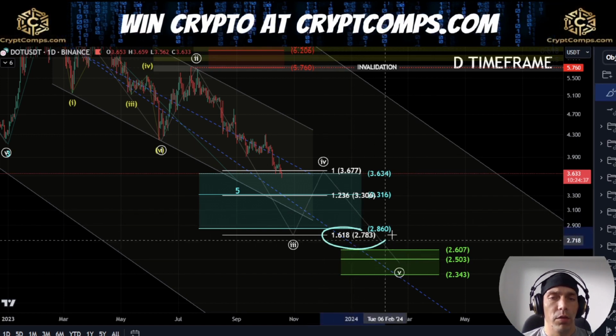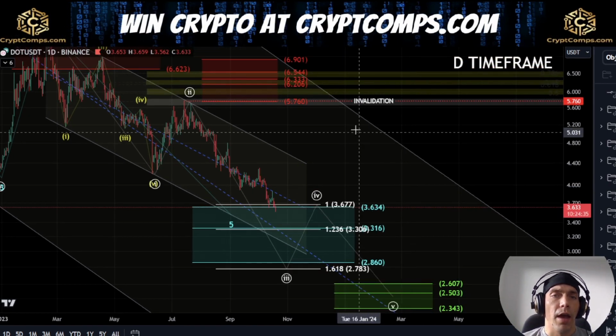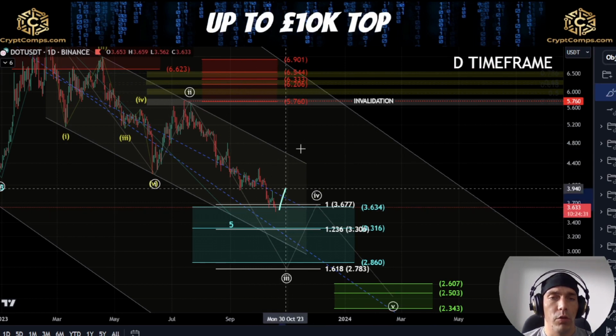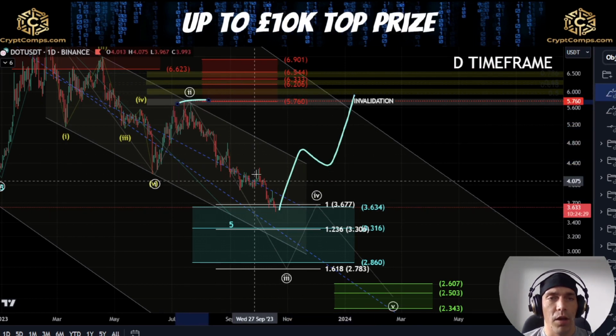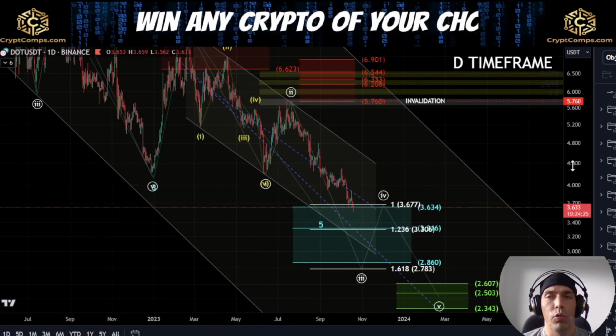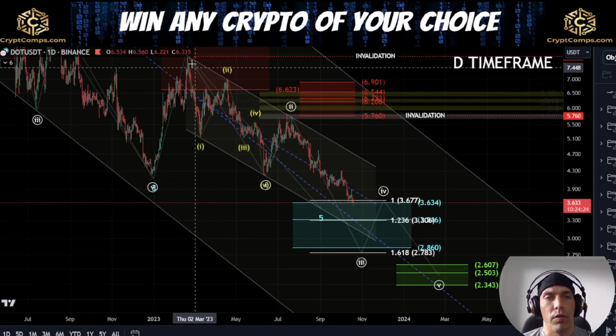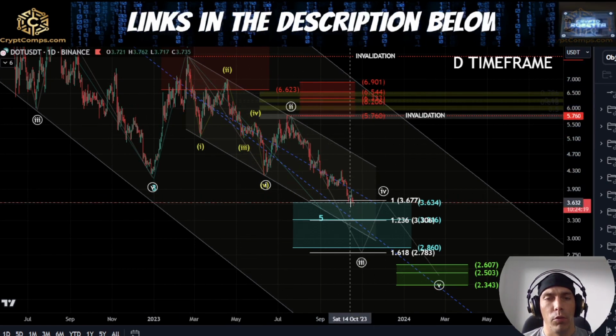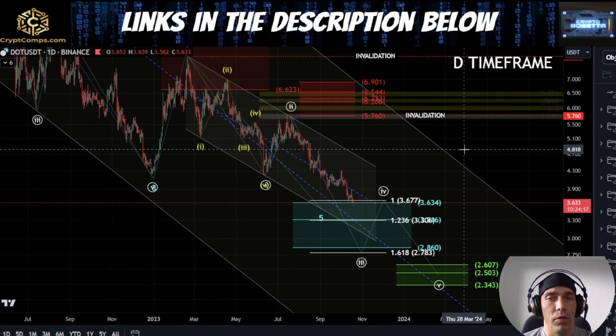Now, ideally, I want to see this 1618 get hit, and invalidation of this count is actually up here at this 576. So if we do see price look to push back above this high, this would actually invalidate the idea of this playing out, and would make a lot more sense then that this move here is actually just A, B, and C. And then we're going to go over one of the options where this could actually be looking to form a bigger flat to the upside.